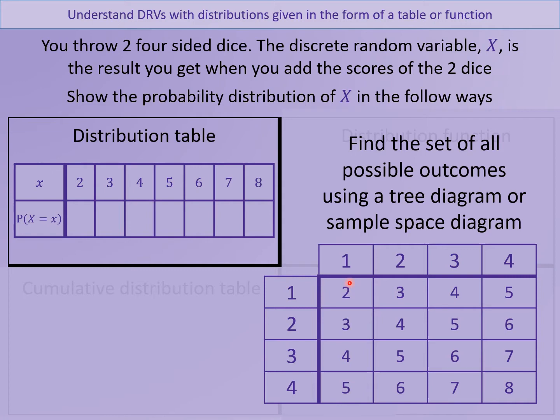So filling this in, we can see, for example, there is only one 2 out of the 16 outcomes, so the probability of getting a 2 is 1 over 16. Whereas, for example, there are 3 4s, so the probability of getting a 4 will be 3 out of 16. So that is a distribution table for x.